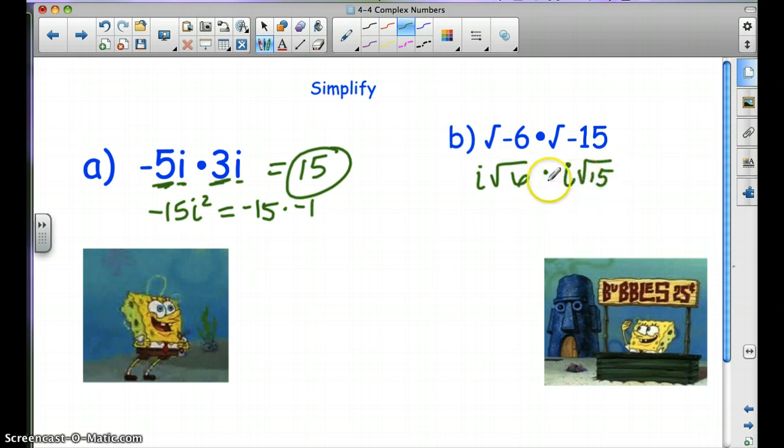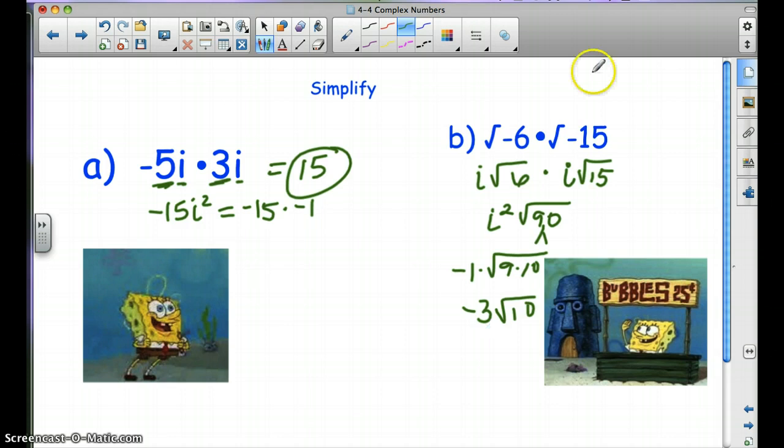But we can combine radicals, these square roots. So we have i times i, which is i squared. And we have 6 times 15, which is 90. Now 90, can we split that up? Of course. It's 9 and 10. And i squared is negative 1. So if we split up as 9 and 10, the square root of 9 is 3, so 3 times negative 1 is going to be a negative 3. So a negative 3 square root of 10 is our final answer.